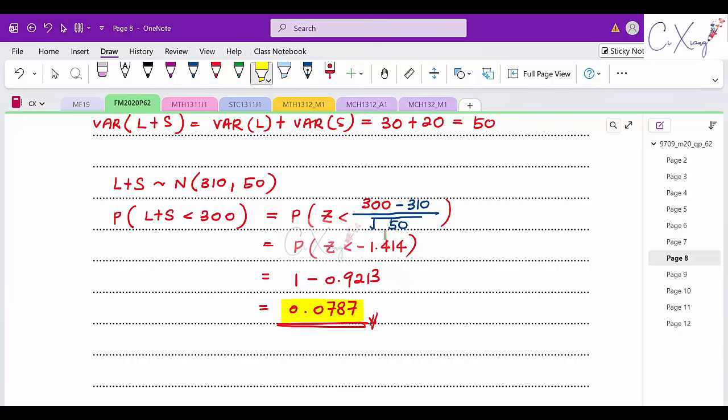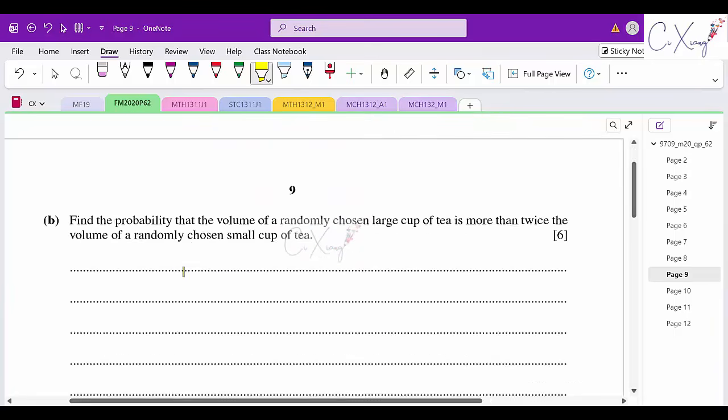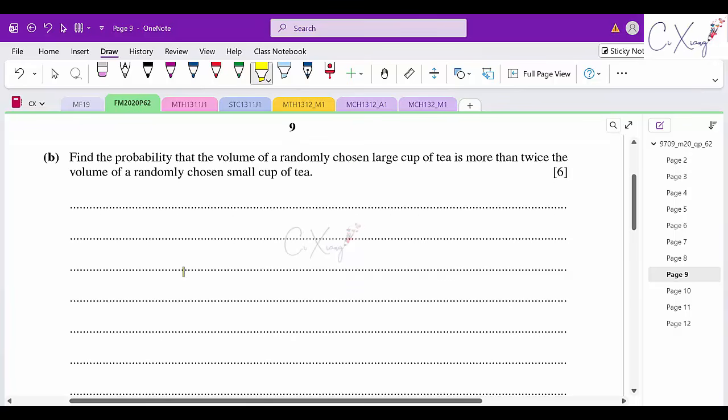Alright, then let's continue to part B. For part B, they want us to find the probability that the volume of a randomly chosen large cup of tea is more than twice the volume of a randomly chosen small cup of tea.